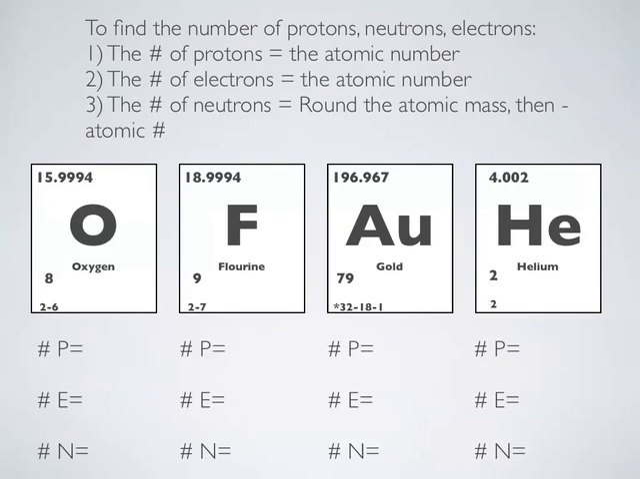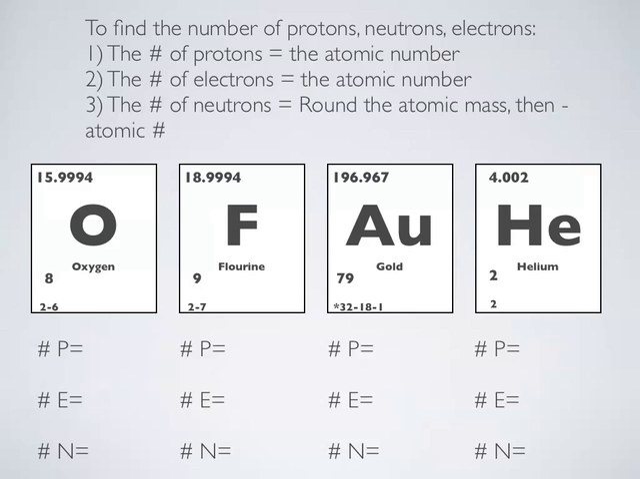What we're going to talk about today is how we use some of those numbers on the periodic table to find some information about the element. We are going to use the periodic table entry to calculate the number of protons, electrons, and neutrons in one atom of that element. And it's pretty easy, really, once you know how to do it.